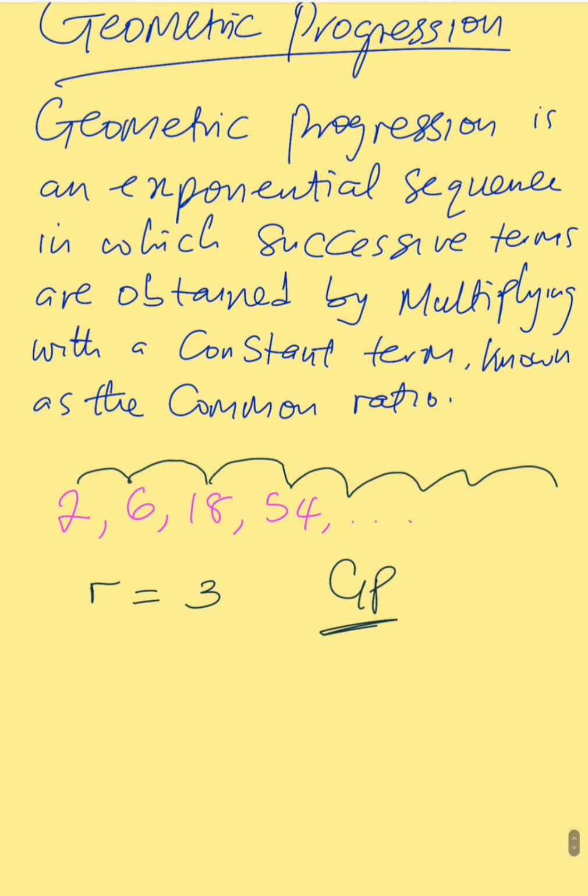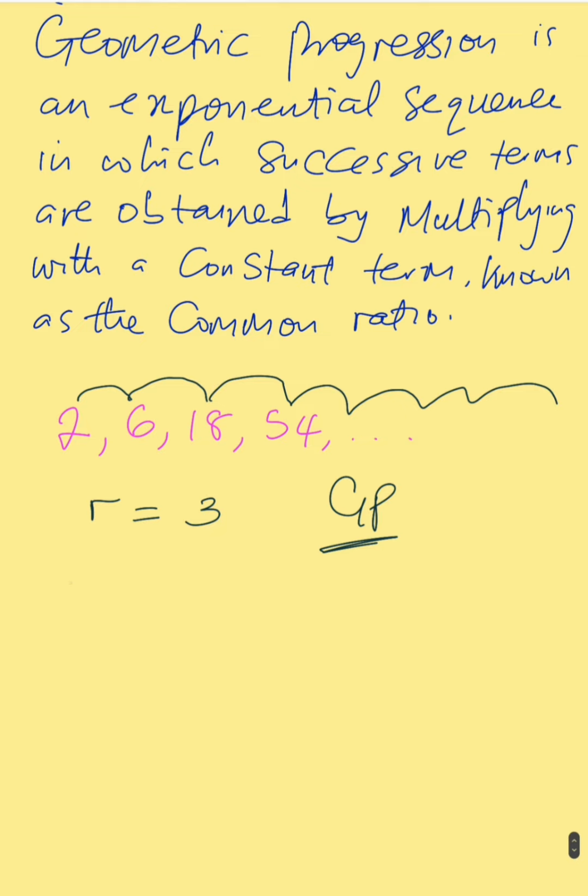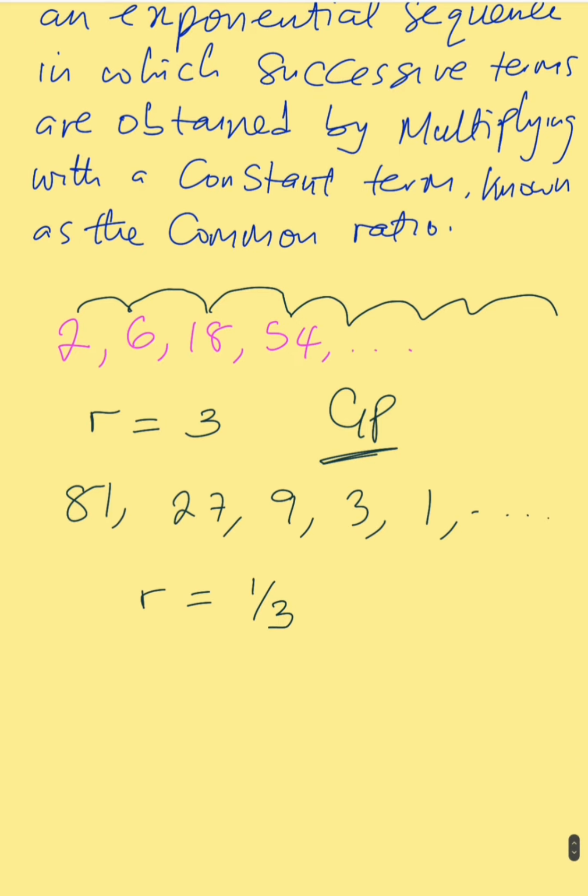Now, you can have a sequence like this. You can have 81, 27, 9, 3, 1, etc. You understand here that the common ratio is 1 over 3 because successive terms are obtained by multiplying by 1 over 3, or dividing by 3. 81 divided by 3 is 27, 27 divided by 3 is 9, 9 divided by 3 is 3, and 3 divided by 3 is 1. So any sequence like this, where successive terms are obtained by the multiplication of a constant term known as the common ratio, we call it the geometric progression.